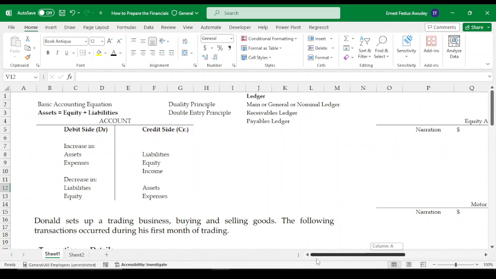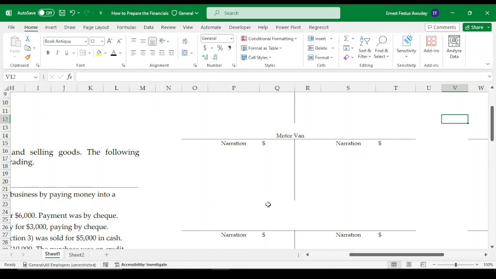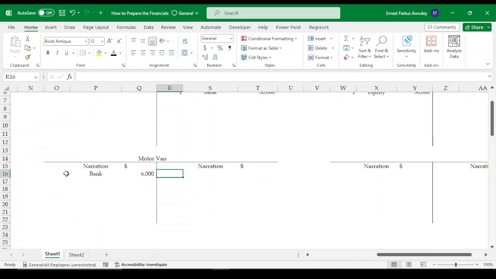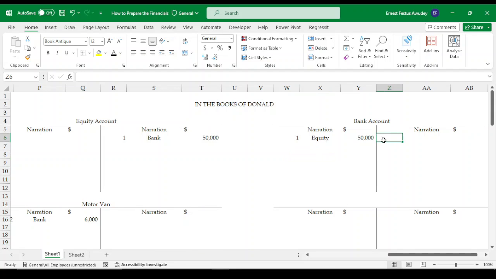So let's go back to the transaction and see what is happening there. So the business bought a motor van, therefore our motor van has increased. The motor van is an asset, remember? So increases in assets are debited. So I'll come here and write my number 2 at the debit side, and then the corresponding entry is going into my bank account. Therefore, I'll write bank here, and then the amount involved is $6,000. As simple as that. And then I'll go to my bank account. In this case, we have debited our motor van. Therefore, the corresponding entry is going to be credited.